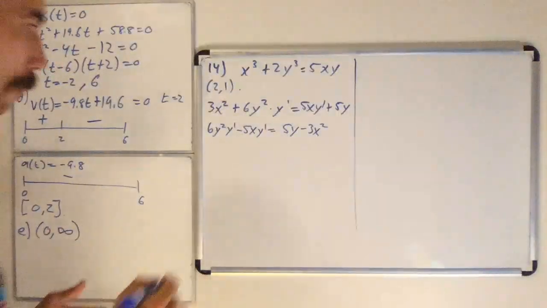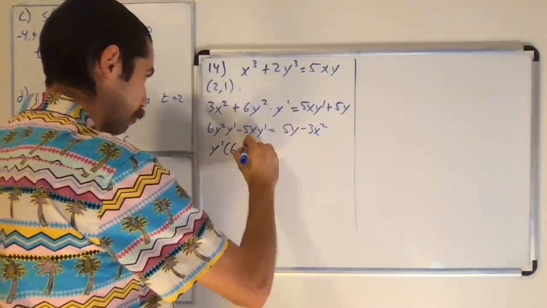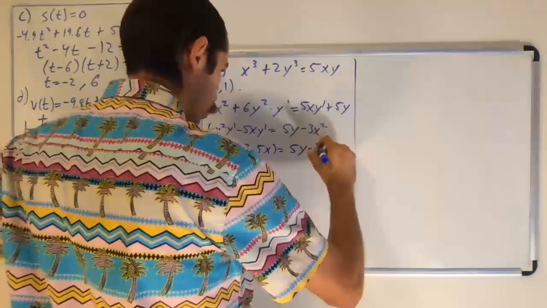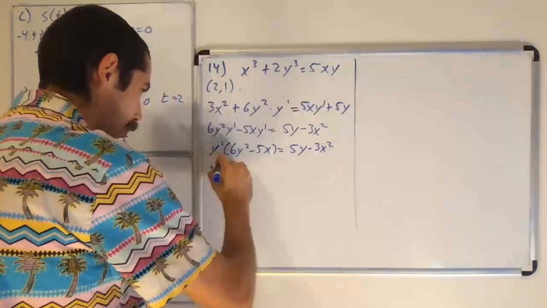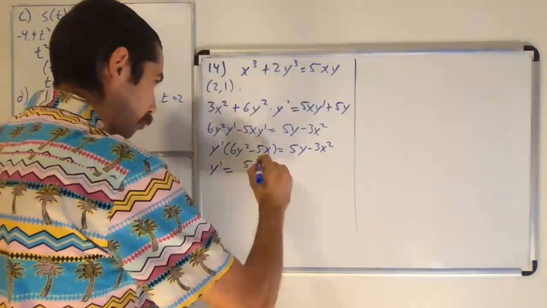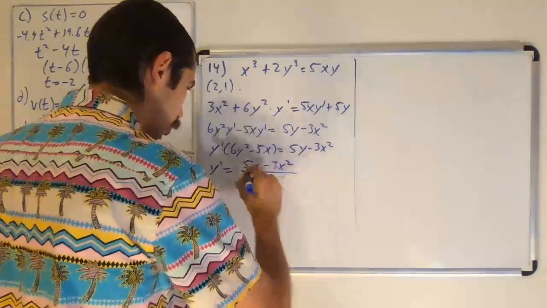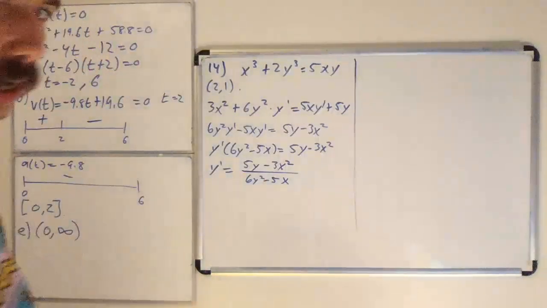And we could solve for y prime, or factor out the y prime. And now divide to get y prime is equal to 5y minus 3x squared over 6y squared minus 5x. And now let's sub in our point.